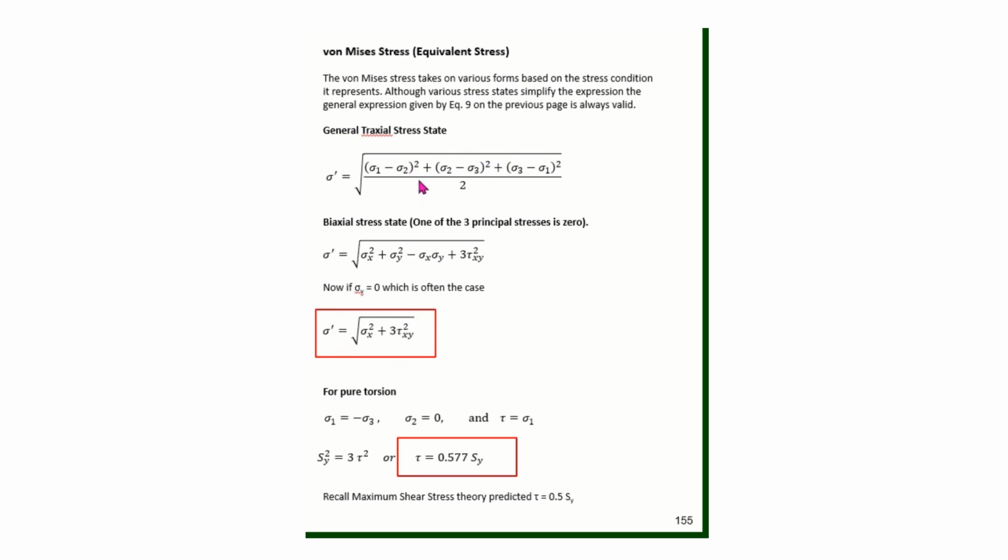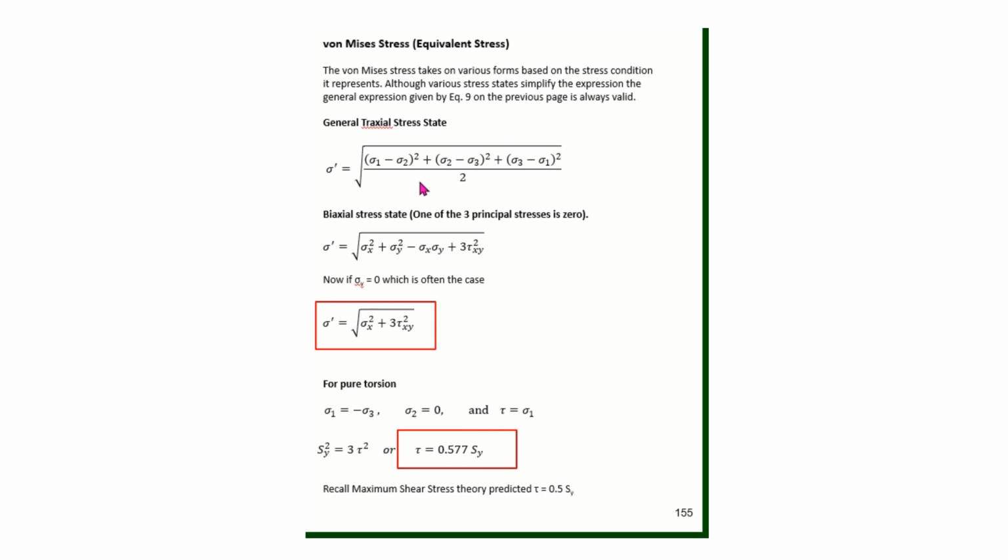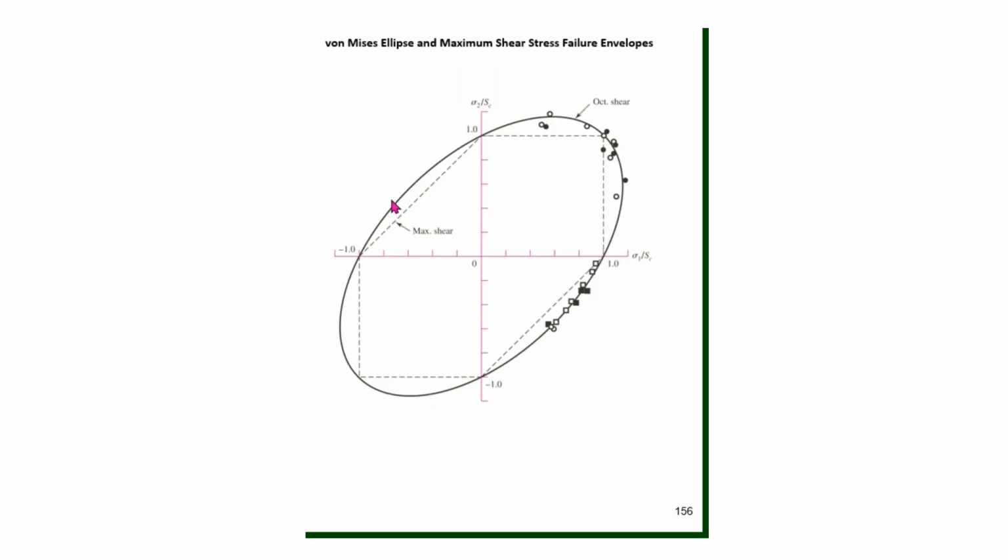this equation here. When we plot the failure envelope, safety factor equal to 1, we get this von Mises ellipse, and we see how well it fits the experimental data, where this is the experimental data that has been used in the other plots.